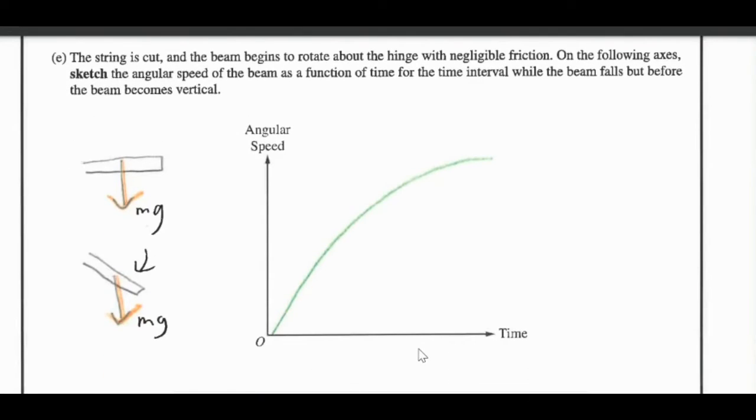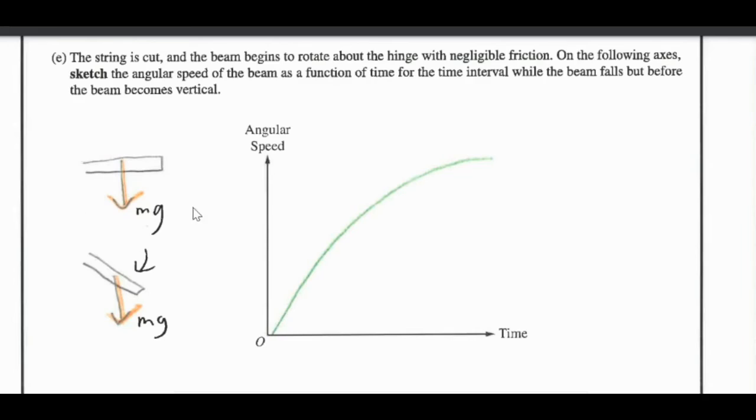Now this one is pretty tricky here. I had to really think about this one. It says the string is cut and the beam begins to rotate about the hinge with negligible friction. On the following axes, sketch the angular speed of the beam as a function of time for the time interval while the beam falls, but before the beam becomes vertical. So I'm thinking to myself, of course, the angular speed has to increase. It's not going to increase in a nice linear fashion. So do I want something that has an increasingly steeper slope or something that has a much flatter slope towards the end?